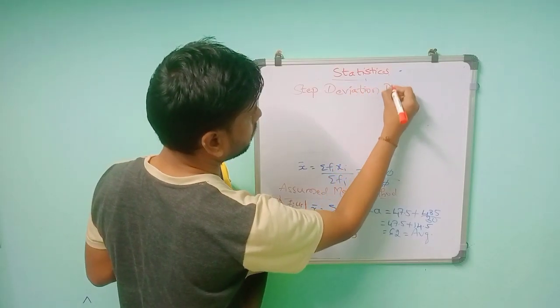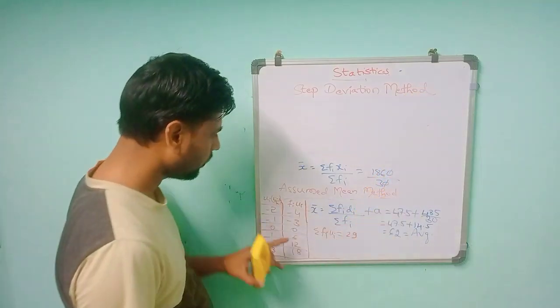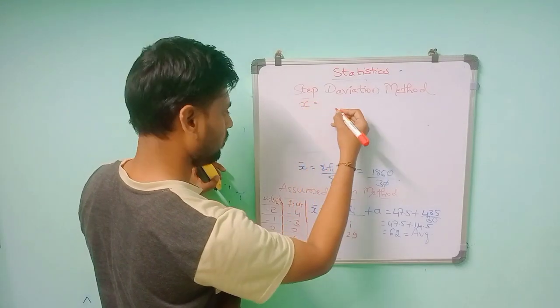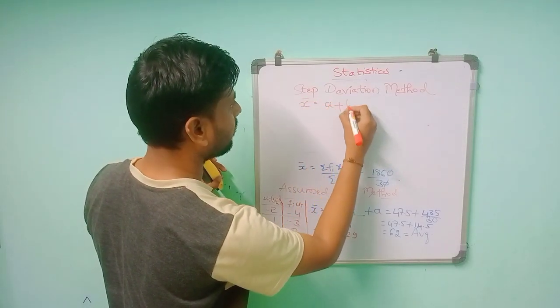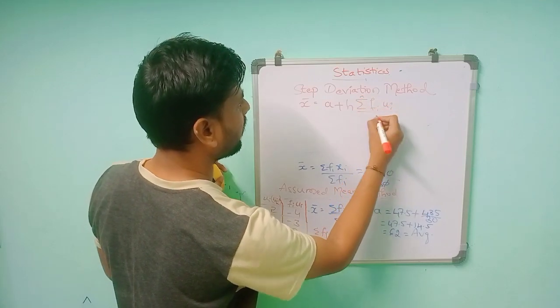Deviation method. For the step deviation method, the formula is x bar is equal to a plus h into sigma fi ui divided by sigma fi.